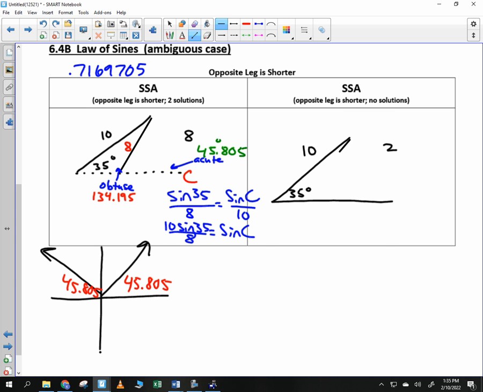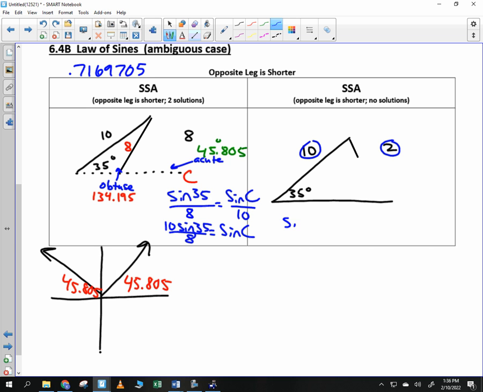Yes, it could make a triangle. It's just stretch. No, it's too short. It just won't make it, right? It's like you want to dunk a basketball and you can't. You're just too short. See what I'm saying? Just can't make it. Sorry. So sometimes you can have a side opposite the angle that is shorter than the other given side and there's no solution. I'll show you why.